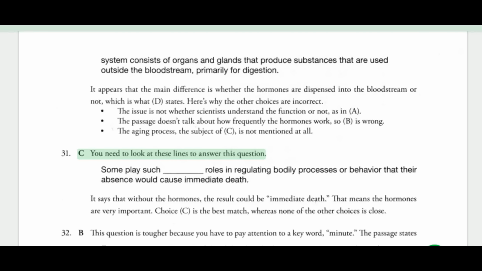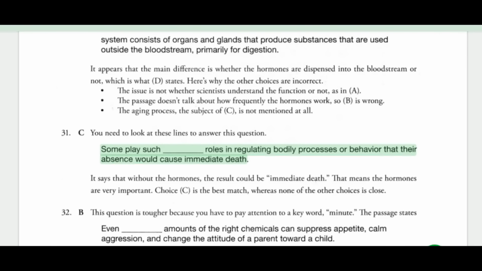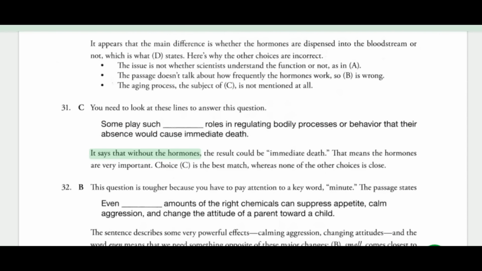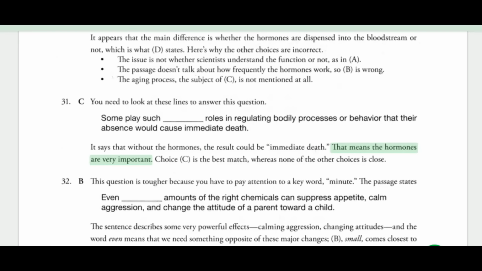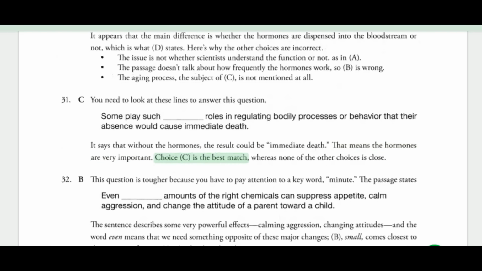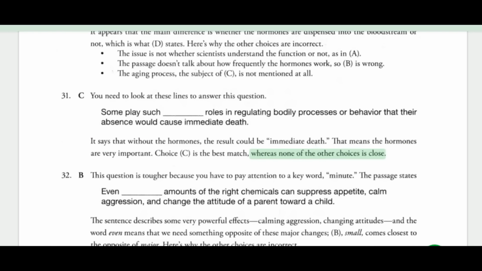31. C. You need to look at these lines to answer this question. Some play such underscore roles in regulating bodily processes or behavior that their absence would cause immediate death. It says that without the hormones, the result could be immediate death. That means the hormones are very important. Choice C is the best match, whereas none of the other choices is close.